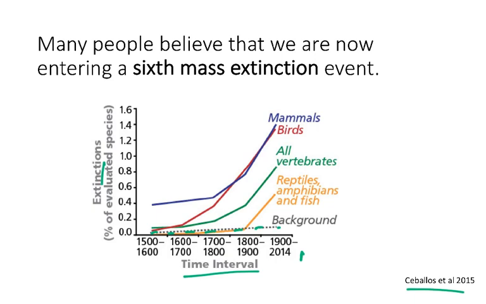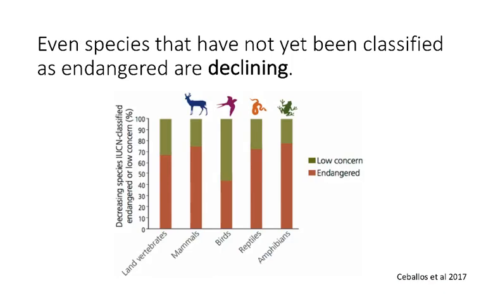And so what we can see is that throughout time, the extinction rate has drastically increased. From the 1500s, it was very, very low, and it has steadily continued to increase for all of the groups that are shown here.